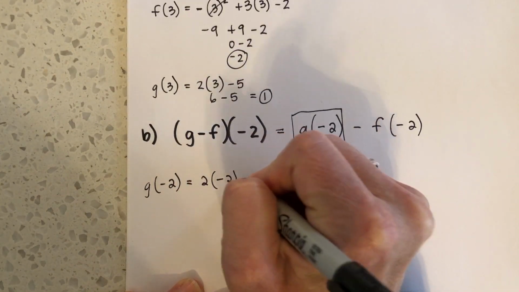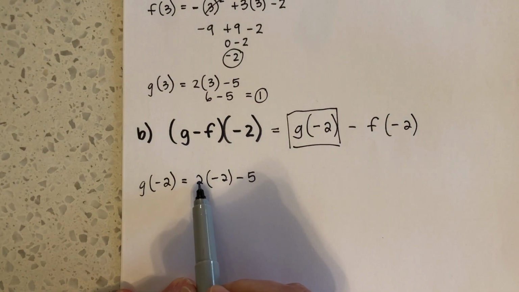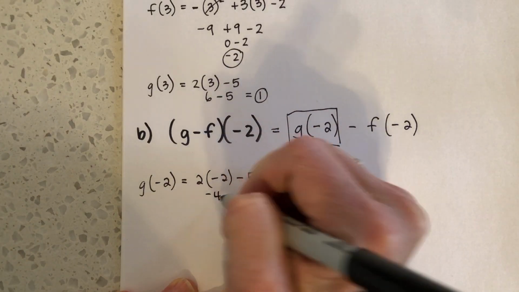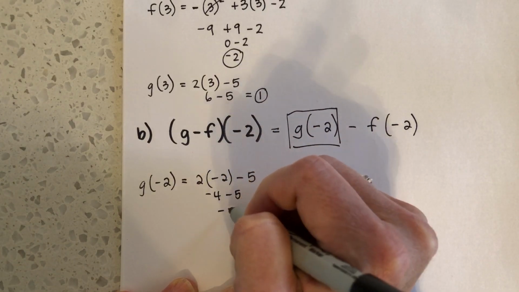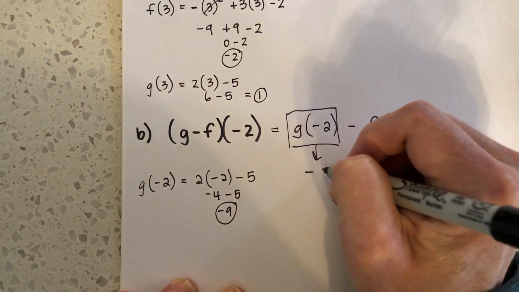2 times negative 2 minus 5. Now again, you could plug this into your calculator right here. What is 2 times negative 2 minus 5? Well, 2 times negative 2 is negative 4, minus 5 more, it's negative 9. So g of negative 2 is literally negative 9.